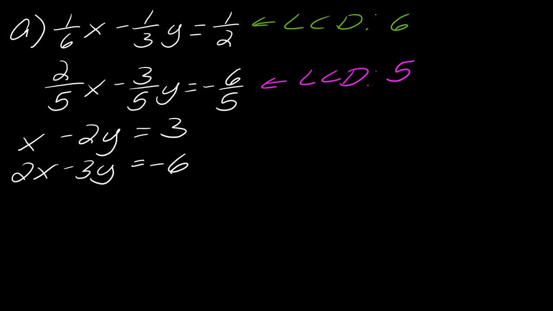Okay, so here's what I'm left with: x minus 2y equals 3, and 2x minus 3y equals negative 6. From here, once you get to this point, you can do anything you want to solve the system. Notice if you wanted to use substitution, you could pretty easily solve for this x here, or you can use elimination.